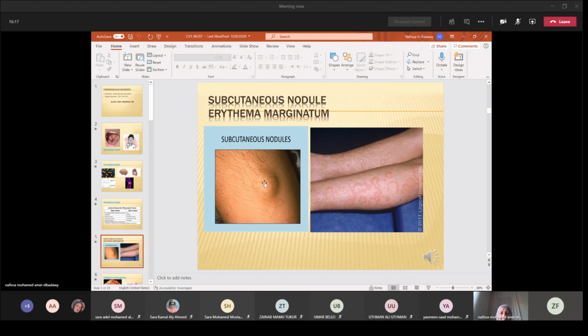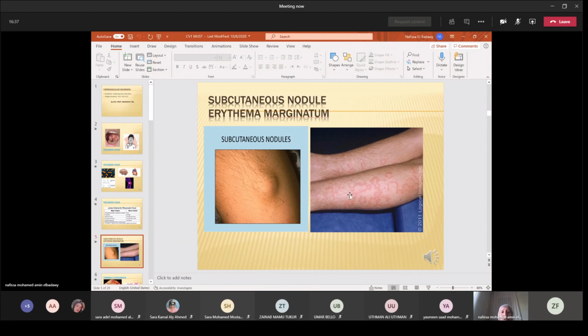This is the subcutaneous nodule. This is a nodule under the skin. So this is a subcutaneous nodule. This is the erythema marginatum. As we said, it is red at the periphery and pale in the center. So that's why we call it erythema marginatum.